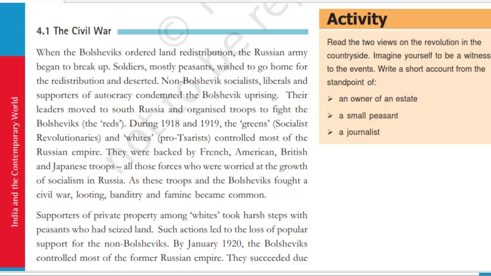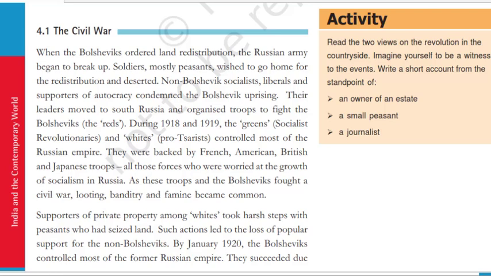They were backed by French, American, British and Japanese troops, all those forces who were worried at the growth of socialism in Russia. As these troops and the Bolsheviks fought a civil war, looting, banditry and famine became common. Activity. Read the two views on the revolution in the countryside. Imagine yourself to be a witness to the events. Write a short account from the standpoint of an owner of an estate, a small peasant, a journalist.